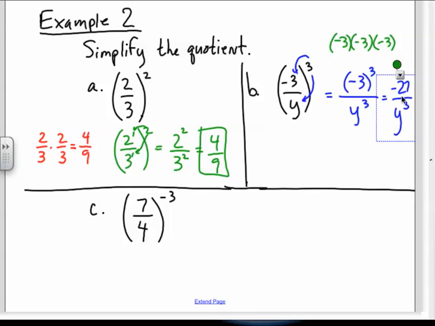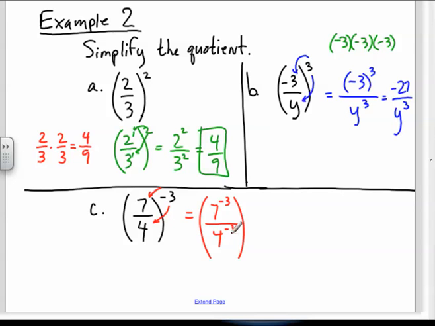All right? Well, let's look at this C here. And I've got a little time to talk about this one. I've got a fraction being raised to a negative exponent. And guys, the simplest way to think about it is I'm going to distribute it just the way I distributed it on the last problem, right? Now it's 7 to the -3 over 4 to the -3.